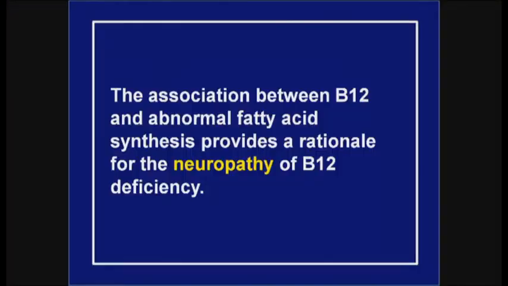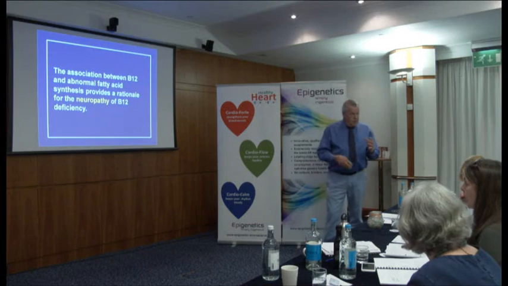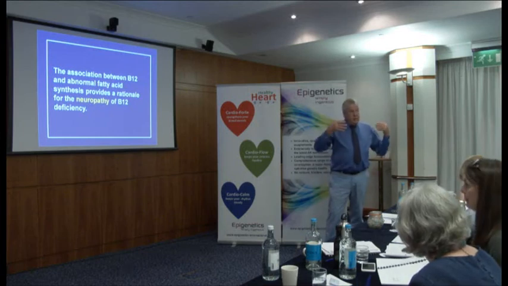The association between B12 and abnormal fatty acid synthesis, those are odd ones, provides a rationale for the neuropathy of B12 deficiency. So this is why so many people who've got neurological problems do respond to vitamin B12, and sometimes only by injection does it work, to bypass the stomach if they've got intrinsic factor deficiency, which would lead on to pernicious anemia because they can't absorb B12 from the diet. So these people have to have B12 by injection. But most of our cases clinically are people who get enough B12 but can't convert it into the adenosyl or the methyl.